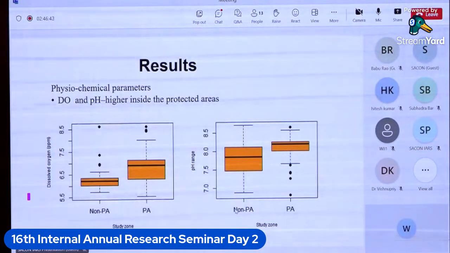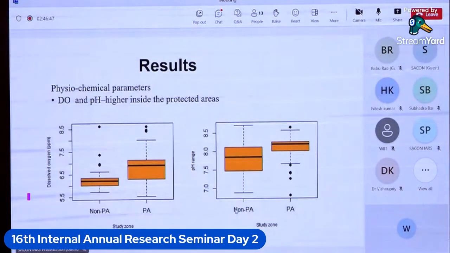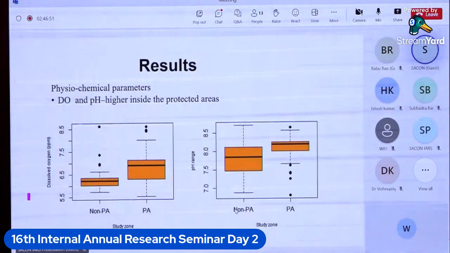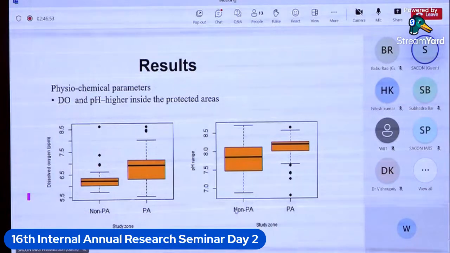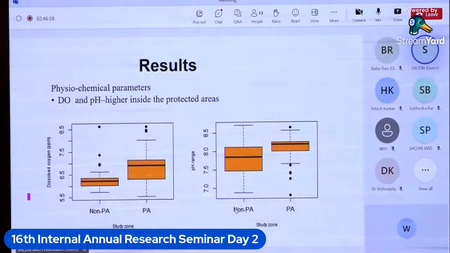The water quality does not show much variation between PA and non-PA, but PA was found to be of little better quality in terms of water quality. For example, the pH is higher inside PA than the non-PA. This might be due to the headwater streams.